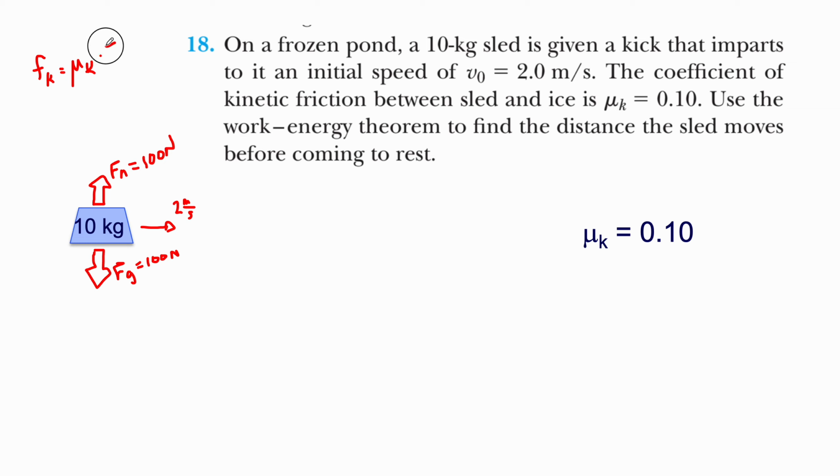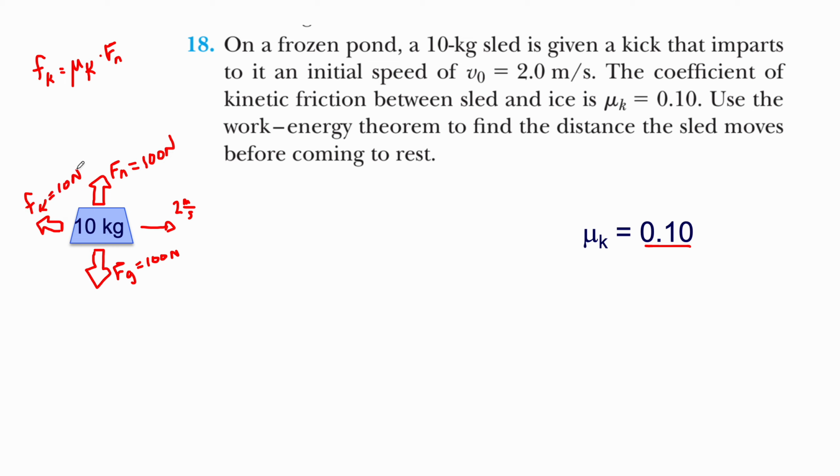Forgive me, I'm not going to actually write this one out because it's so nice. Mu sub k is 0.1. Our normal force is 100. Remember, friction always acts against the motion or potential motion of an object. So in this case, the force of friction is going to be acting this way, and that will be 10 newtons.